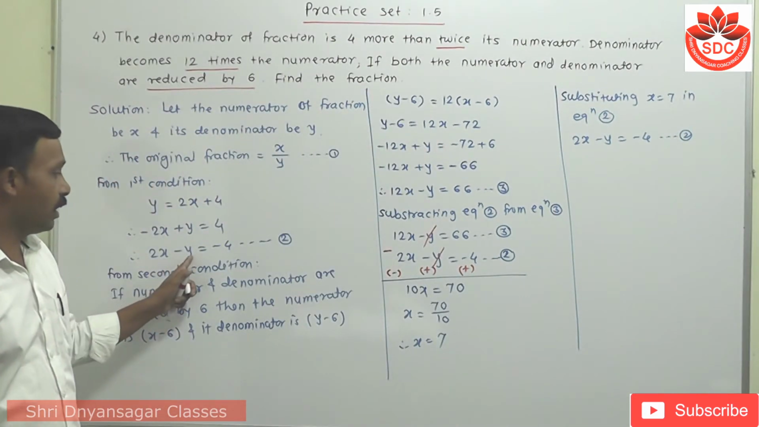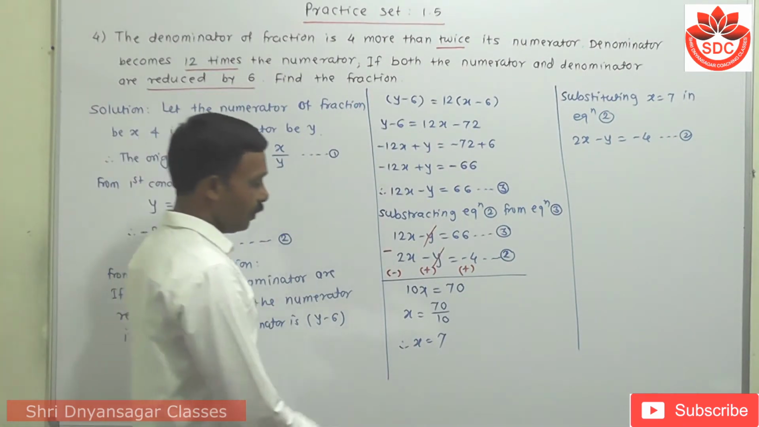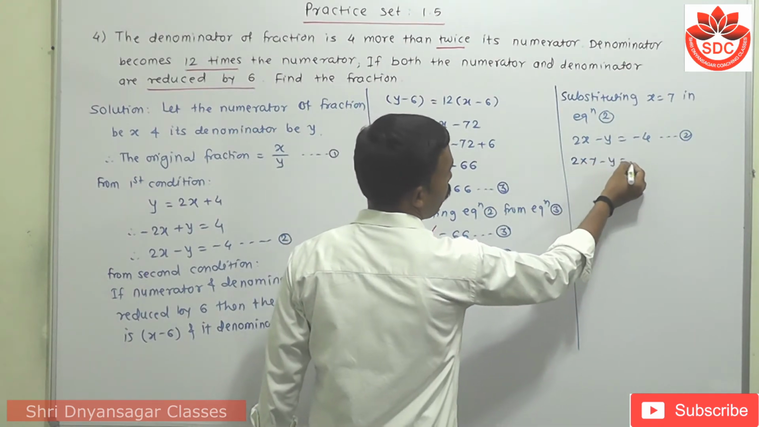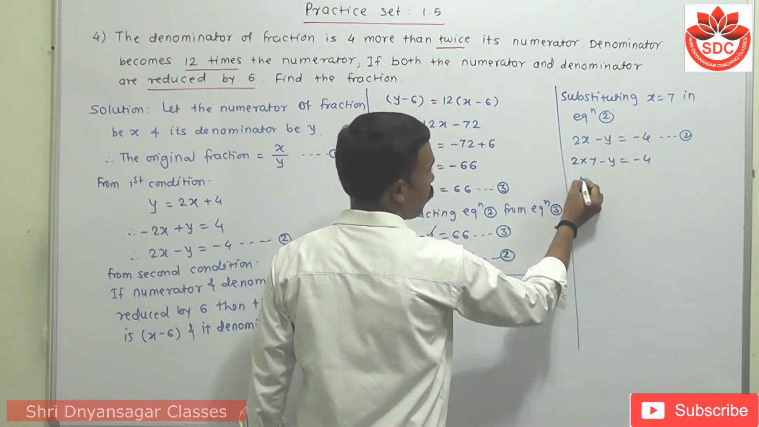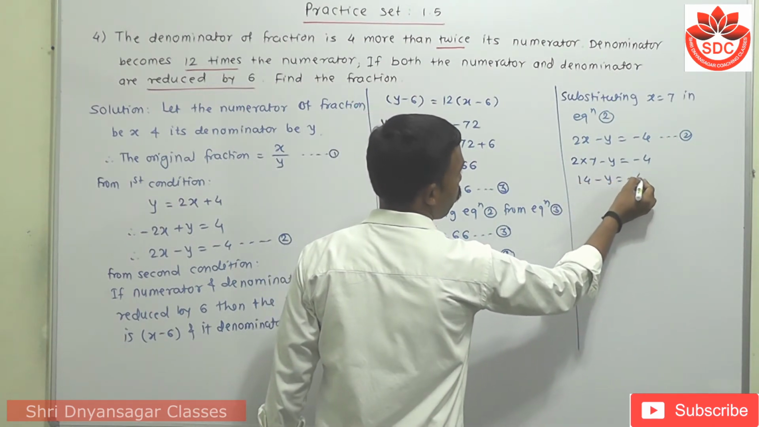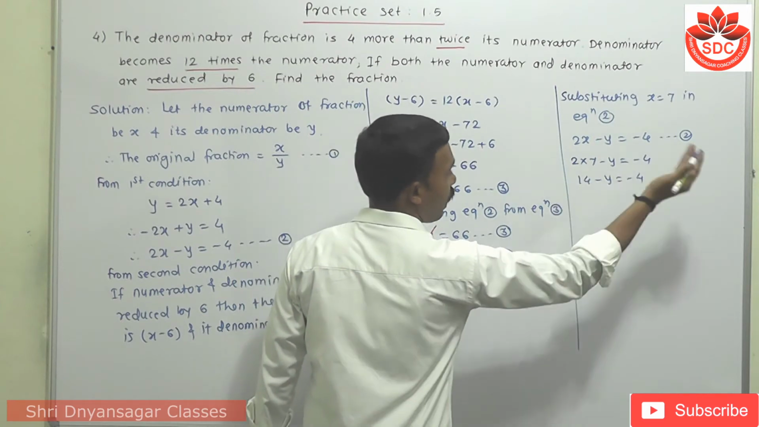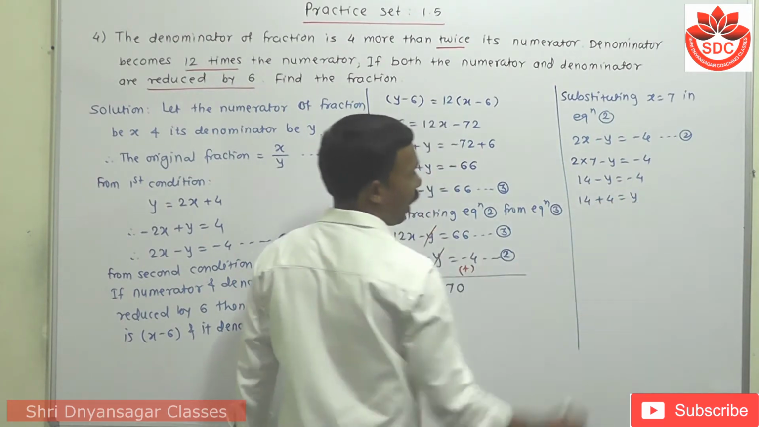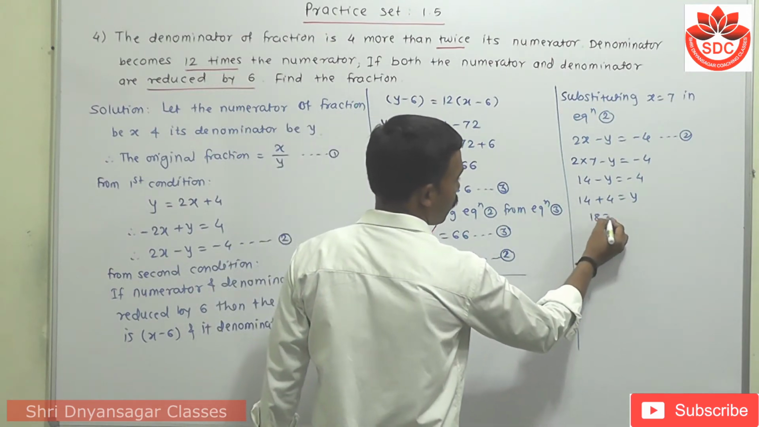Here is 2x minus y is equal to minus 4. Then we substitute the value of x as 7 here. 2 into 7 minus y is equal to minus 4. 2 times 7 is 14, so 14 minus y is equal to minus 4. Take 4 to this side and y to this side. Then 14 plus 4 is equal to y, which means 18 is equal to y.